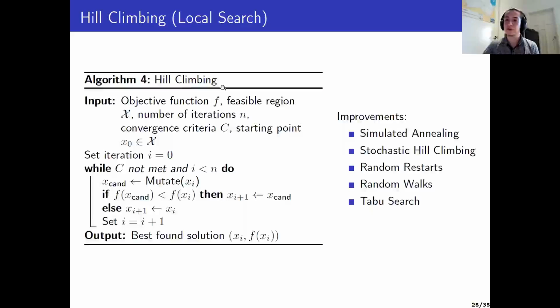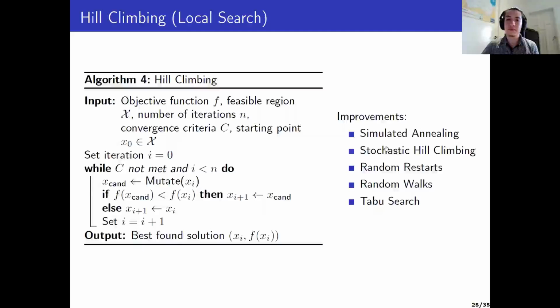Hill climbing is usually presented in a maximization problem context. So in this case, in hill climbing, we're accepting all candidates that give us a better value for the objective function and rejecting all other points. However, if the mutate function over here is only testing values that are closer to our current iterate, then this algorithm will lead towards a local optimum. So there are several possible improvements that can be made from here in order to improve our chances to reach a global optimum instead of a local one. Simulated annealing is one of those, and I will present it in the next slide.